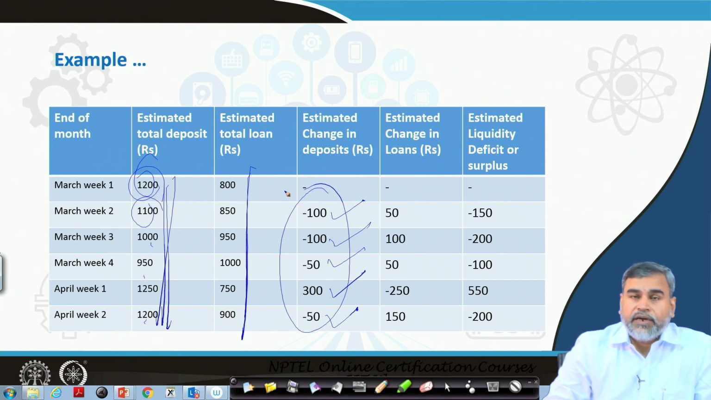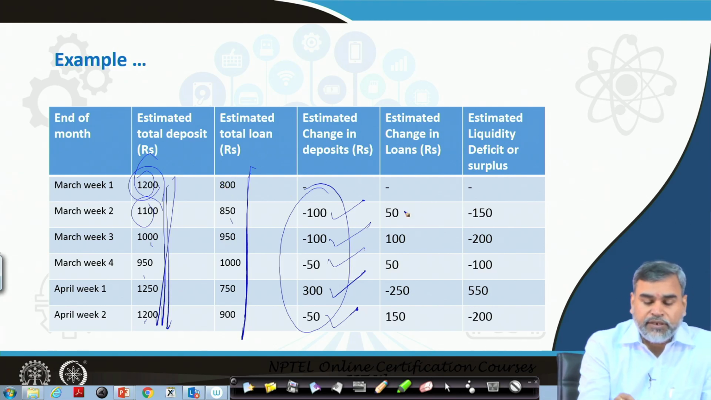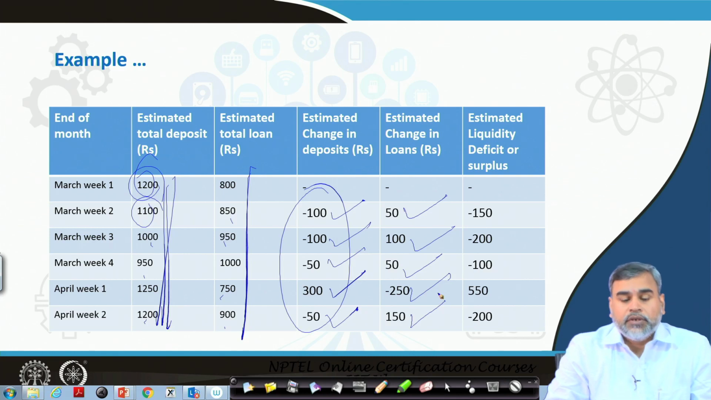Like that you can find out the estimated change in the loans: 850 minus 800 is 50, 950 minus 850 is 100, 1000 minus 950 is 50, 750 minus 1000 is minus 250, 900 minus 750 is 150. So, we also got the estimated change in the deposits as well as the estimated change in the loans.